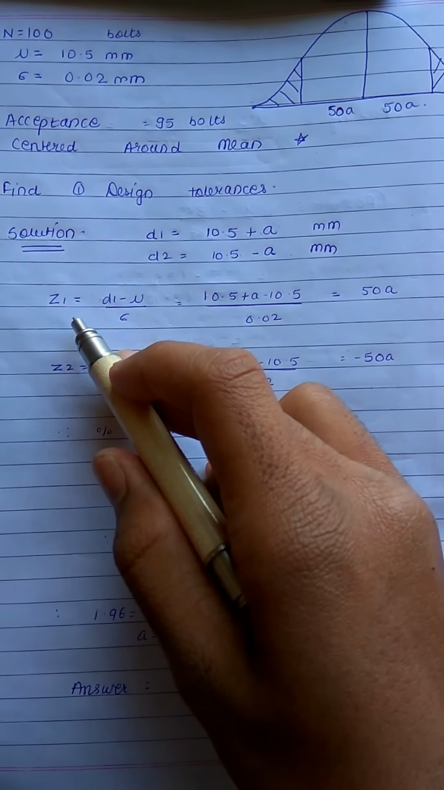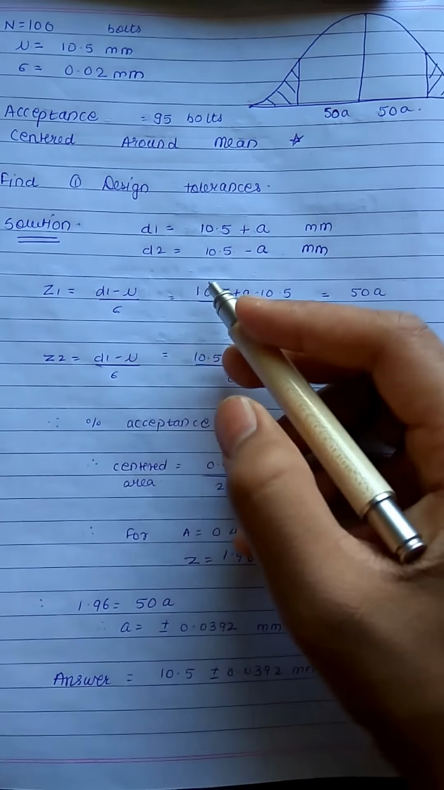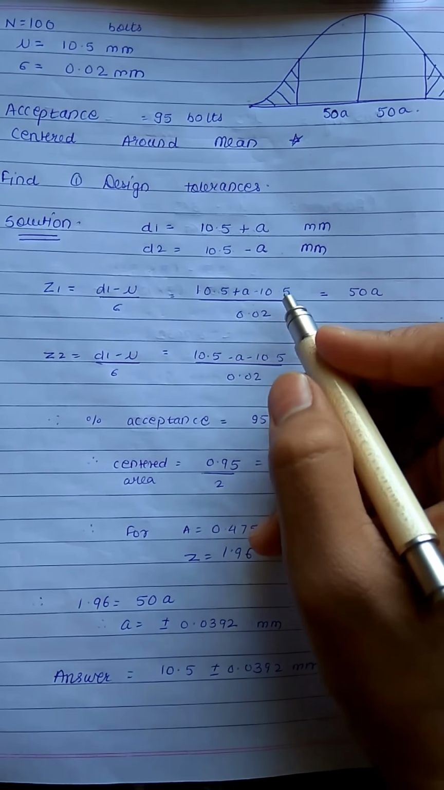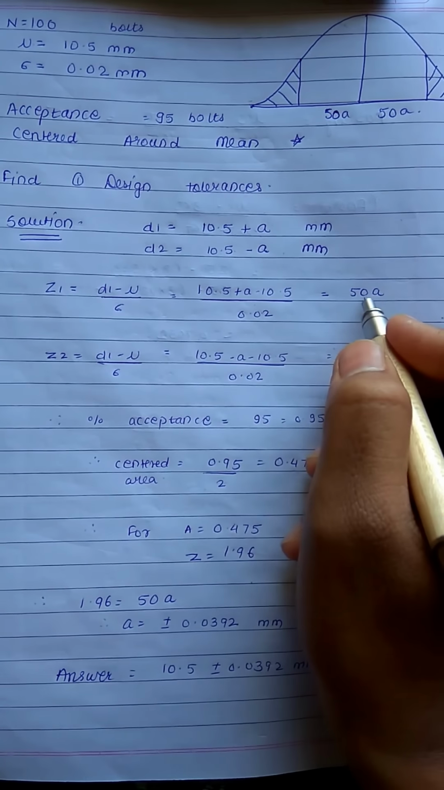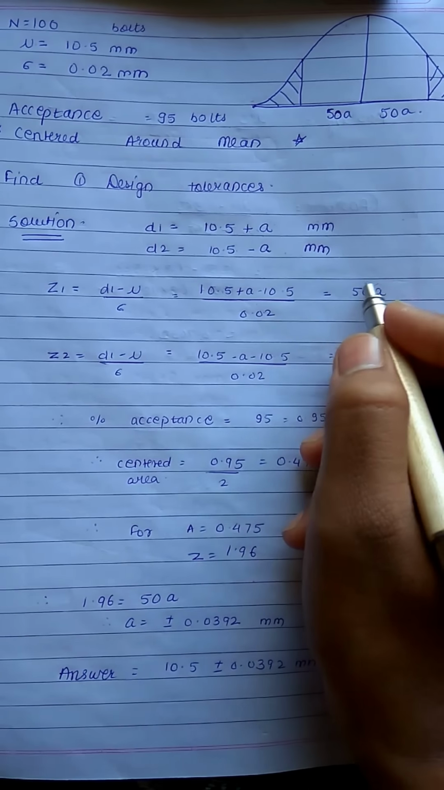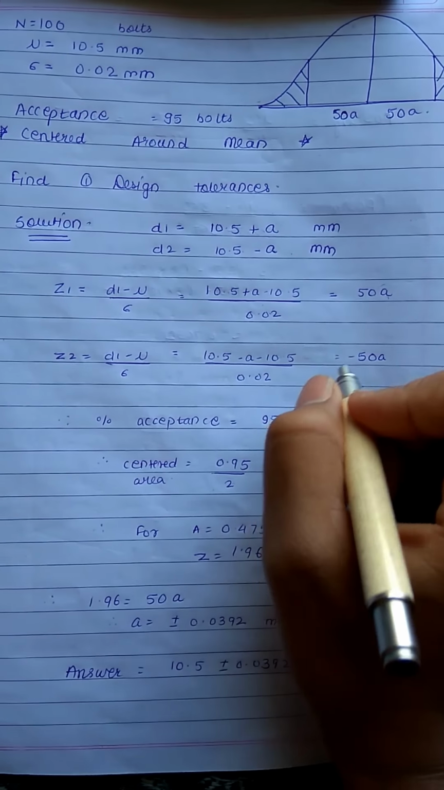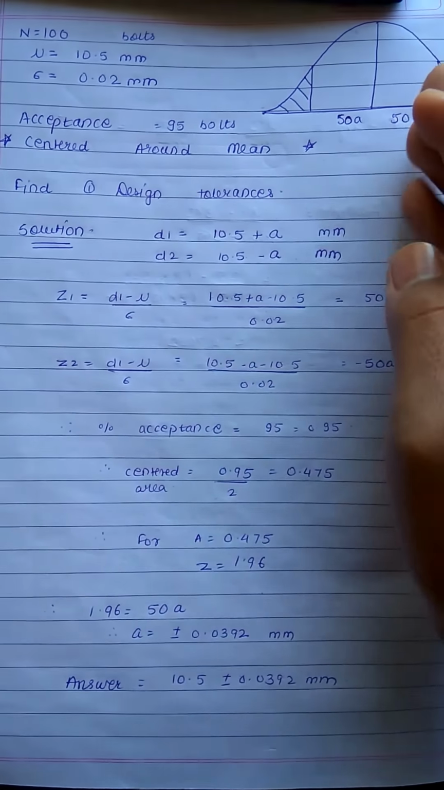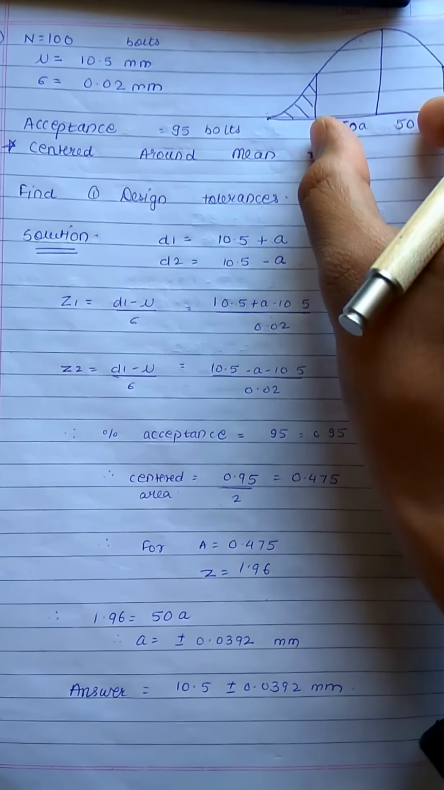Let's see how to calculate Z. Z is D1 minus mu by sigma. So we have D1, we have mu and sigma. We get 50A. A will be the unknown. 50A as Z1 and Z2 will be minus 50A. Taking them both on the one side, we have centered process.